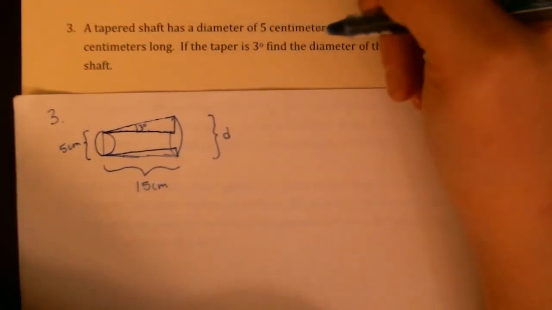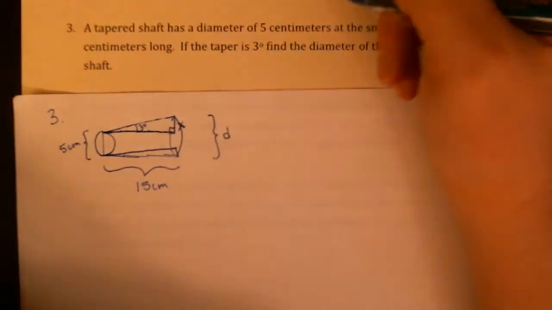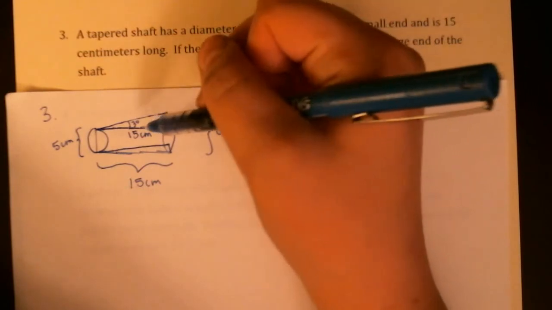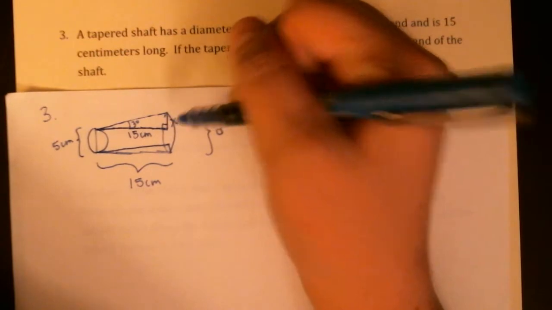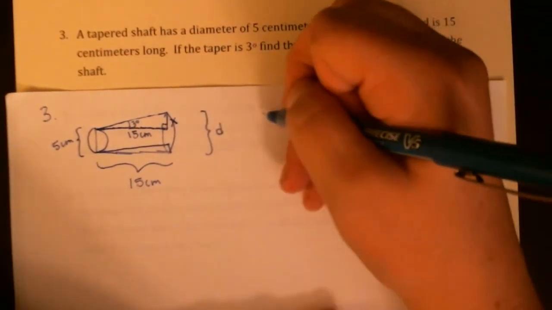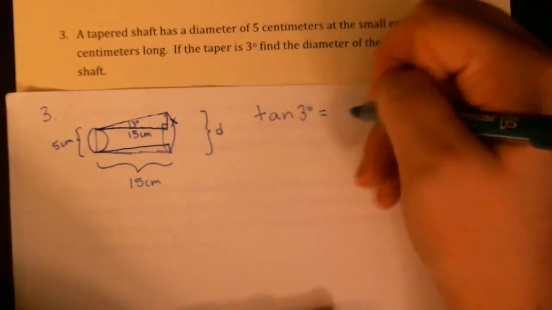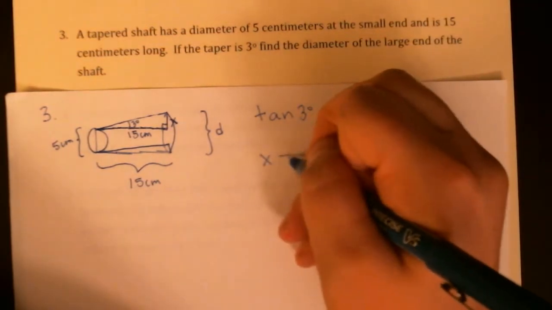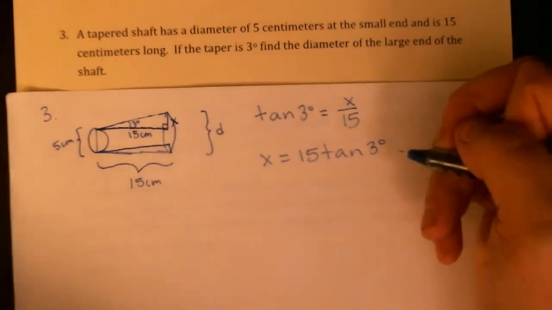So looking at that triangle, if we want the diameter, we need to know this side length right here. So there's our right triangle. We do know that the base is 15 centimeters. So we're looking at knowing this bottom angle, the adjacent side, and we're interested in the opposite side. So this looks like a tangent. Tangent of 3 degrees is equal to x over 15, which means x is equal to 15 times the tangent of 3 degrees.